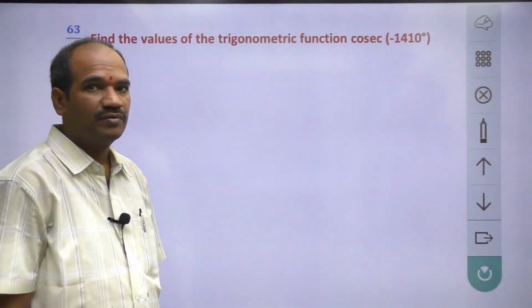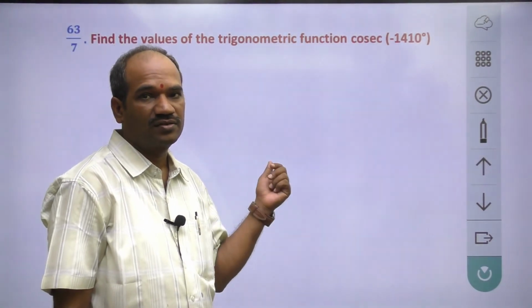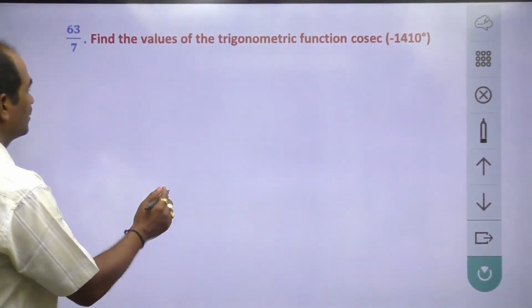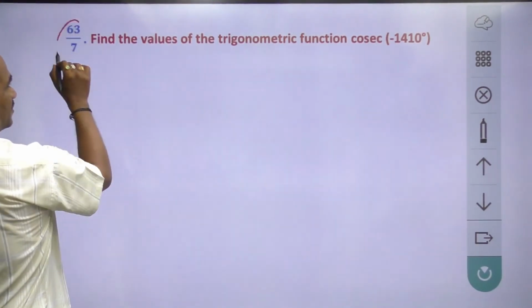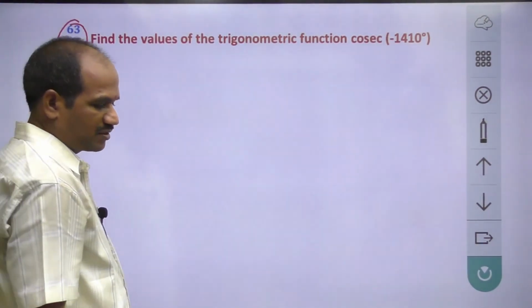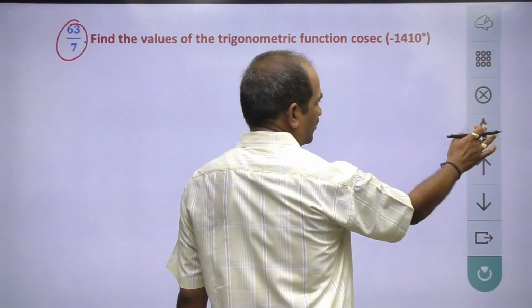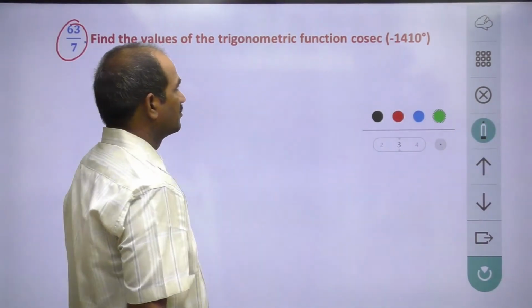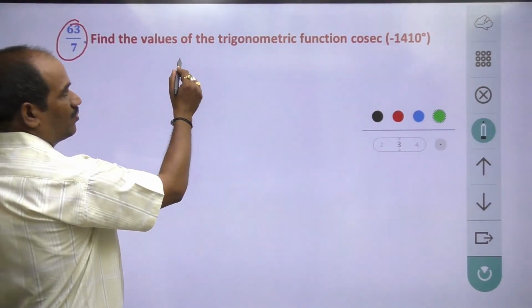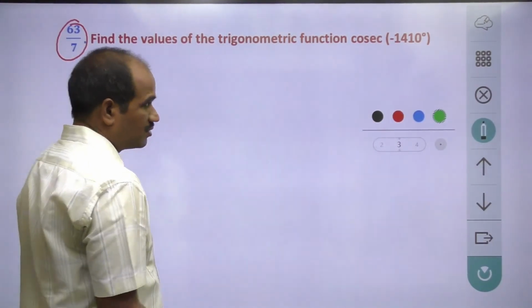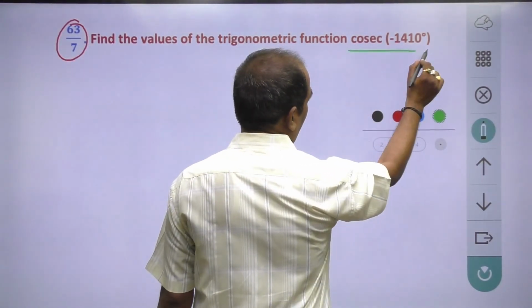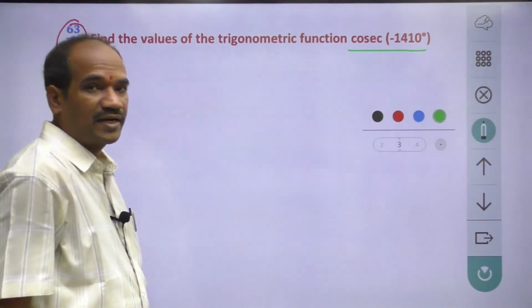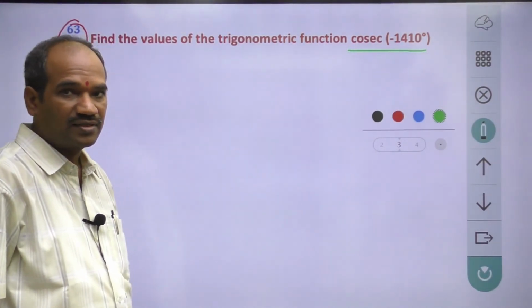Right, see here, next problem, same in this model, next question also. So first, page number 63 by 7. Here first find the value of the trigonometric function. The trigonometric function is cosecant of minus 1410 degrees.